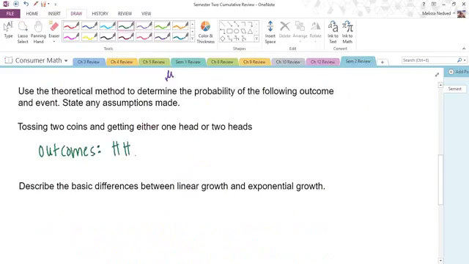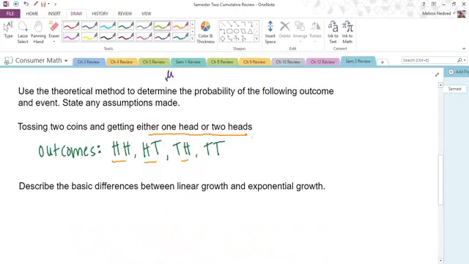I could get heads the first time and heads the second. I could get heads the first and tails the second. Tails first, heads second, or tails both times. So those are all possible outcomes. Now I'm looking for the probability of getting 1 head or 2 heads. The first one is 2 heads, so that counts as an event. The second has 1 head, and the third has 1 head.